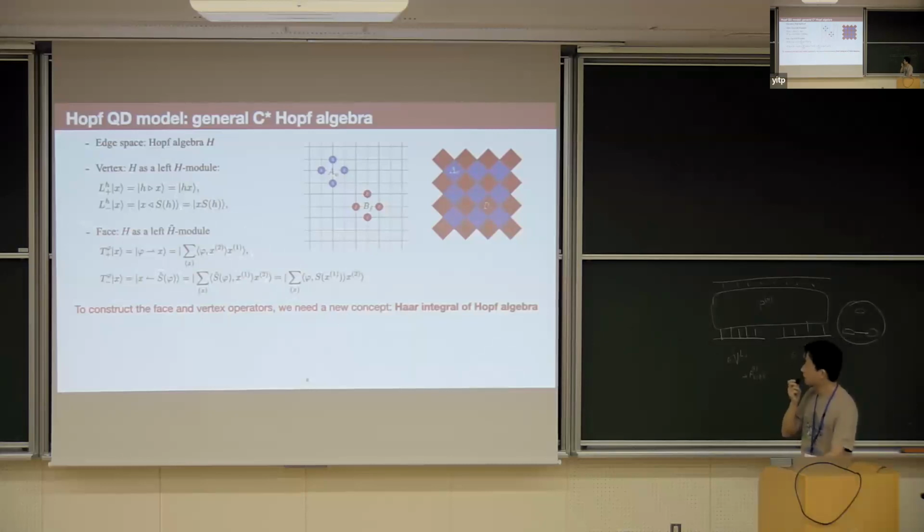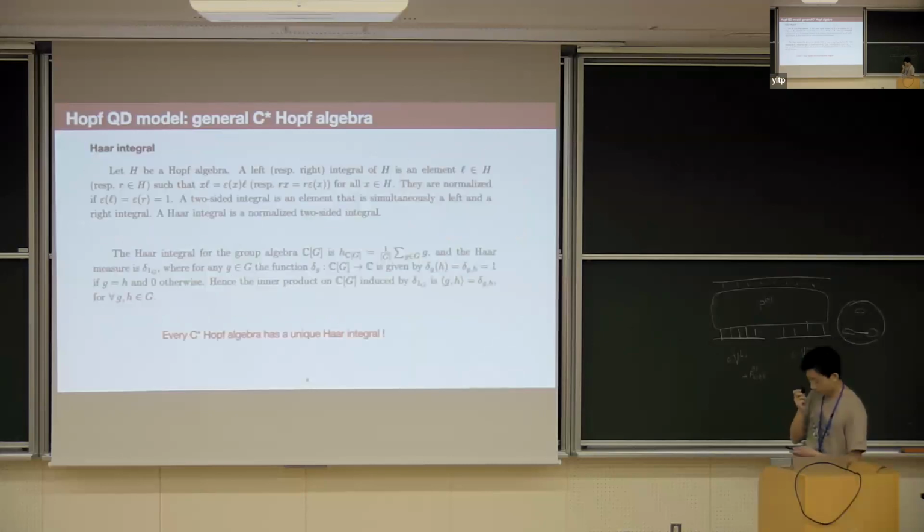It turns out that the face operator and the vertex operator can be constructed from two special elements. This is called the Hopf integral. The Hopf integral is a special element in H, and it satisfies this condition, which means that if we multiply this L with X, we'll find that the X is cancelled in such a way. This is the counit of the Hopf algebra, so this is just a complex number.